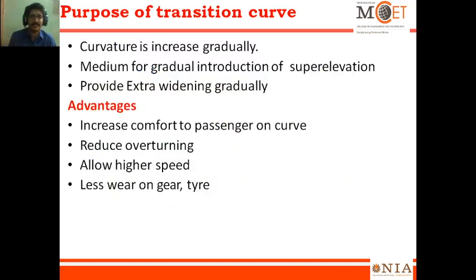The purpose of the transition curve is that curvature is increased gradually. It is the medium for gradual introduction of super elevation. It provides extra widening gradually, so that we can avoid skidding of the vehicle. Advantages of using the transition curve: it increases comfort to passengers on the curve, reduces overturning, allows higher speed, and causes less wear on gear and tire of the vehicle. These are the advantages of providing the transition curve.